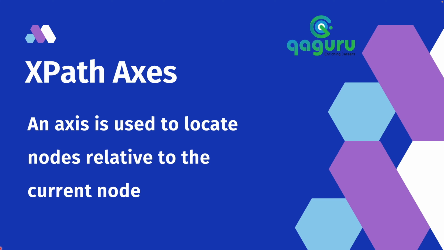In this tutorial, we will learn about XPath Axes. An axis is used to locate nodes or elements relative to the current node. Let's try to understand it with an example. Let's go to our sample application.